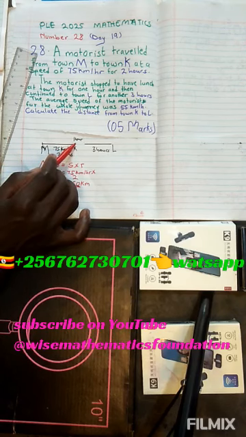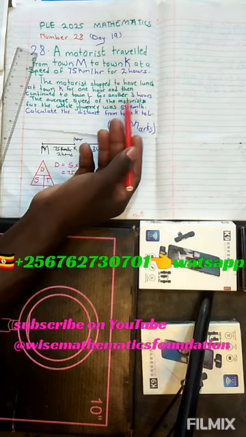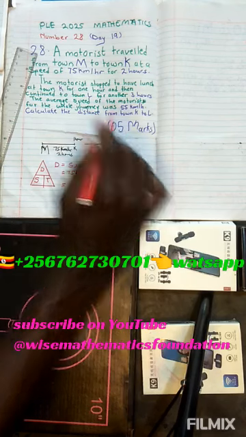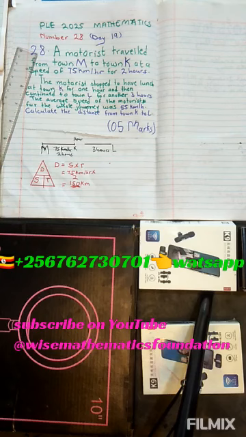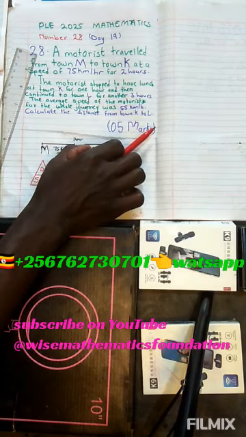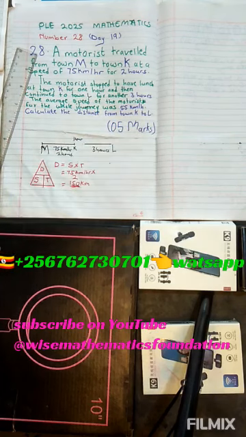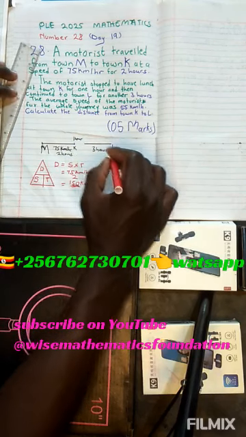So since we know the distance from here up to here, and they are telling us to calculate the distance from town K to town L, they gave us the average speed of the whole journey, which is 55 kilometers per hour. So we are going to use this average speed to get the distance here, because we have the total hours, and we are looking for only the distance between town K and town L.